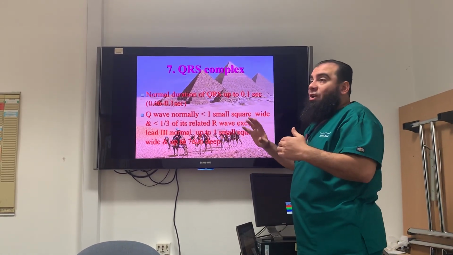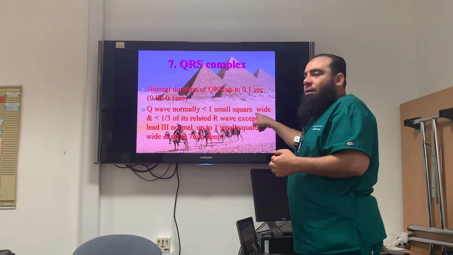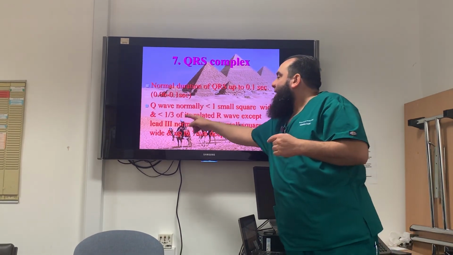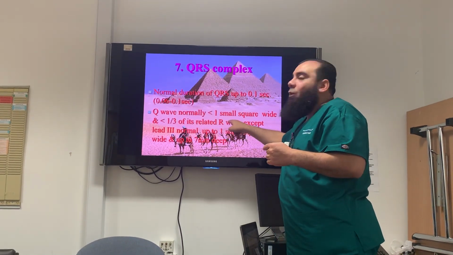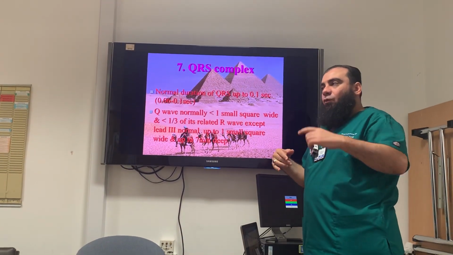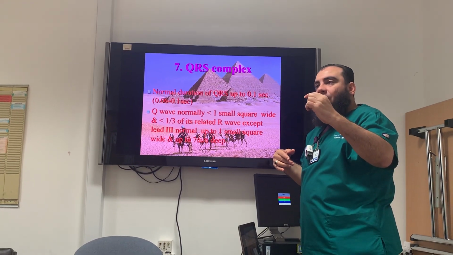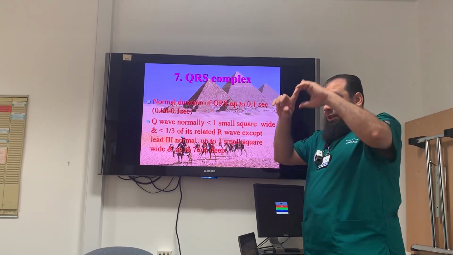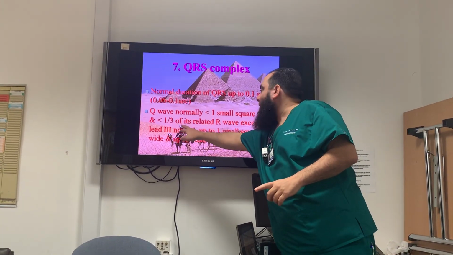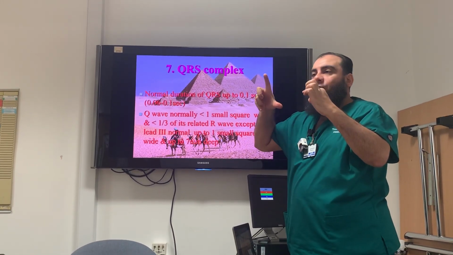Again, revising the Q wave because it's important. The Q wave is normally less than 1 small square wide, which means 0.04, and it is less than 1/3 of its related R wave. When I discussed the chest leads, I gave you a figure of less than 2 millimeters because I was speaking about that lead. But if we speak generally about all the leads, it's not supposed to be more than 1/3 of its related R wave. It means 1/4 of the whole amplitude.